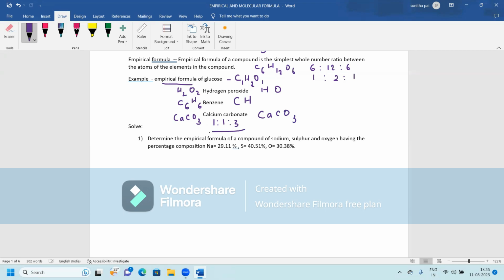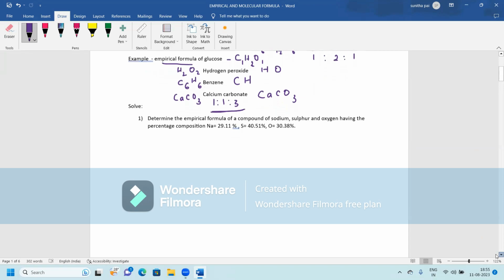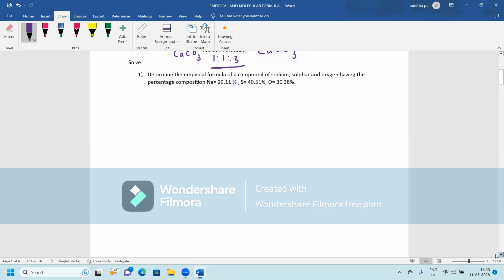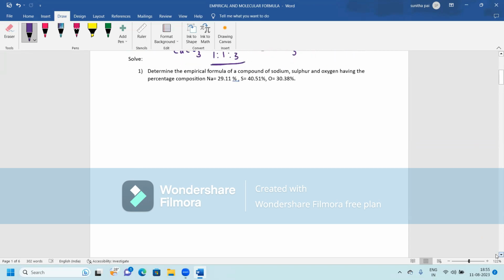Further simplification of this 1:1:3 was not possible. Okay, now both the definitions you need to study. What is empirical formula? What is molecular formula? Now, let us look at this question and learn how to solve a numerical. Determine the empirical formula of a compound of sodium, sulfur, and oxygen.